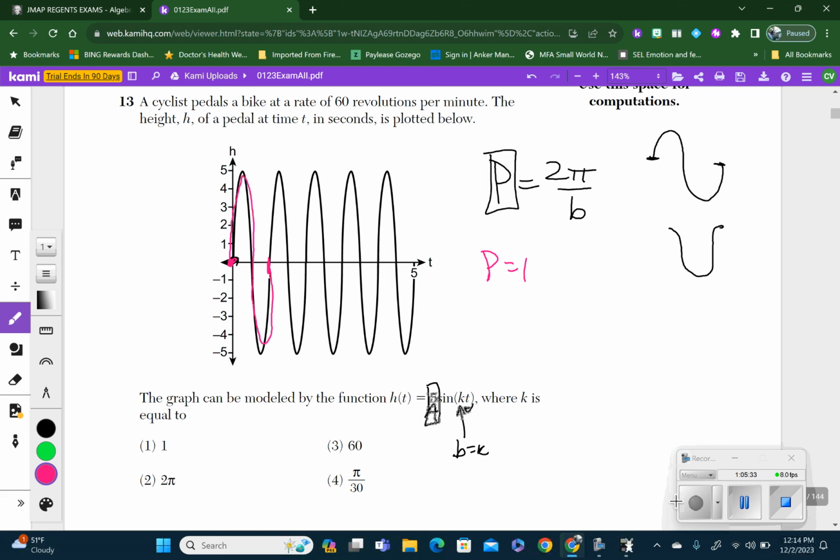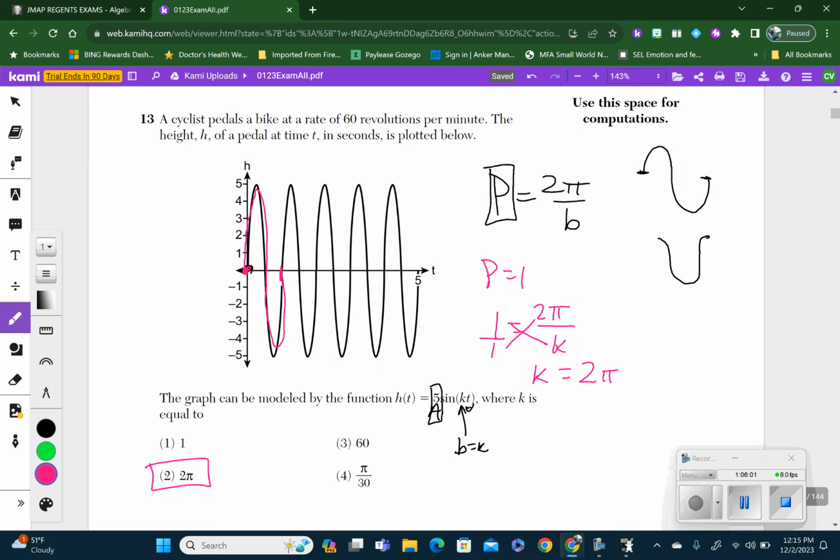So now I'm taking my things that I have. So P, which is 1. So 1 equals 2 pi over B. I don't know what my B is. It's called K. So I'm going to solve for my K. So I'm going to cross multiply here. So K times 1 is K is equal to 2 pi times 1 is 2 pi. So what is my K? My K is just 2 pi. Done. That's how you do question number 13.